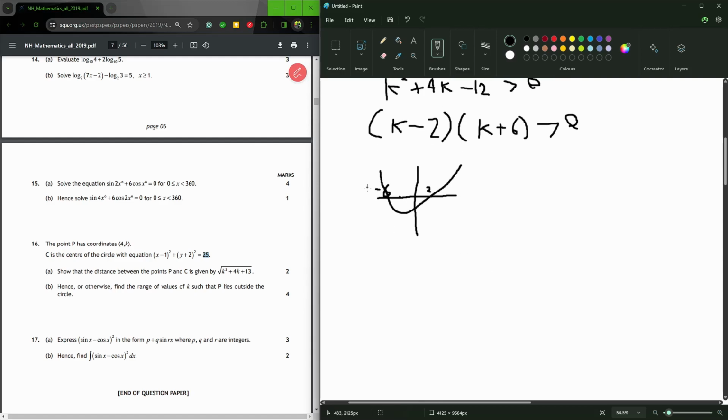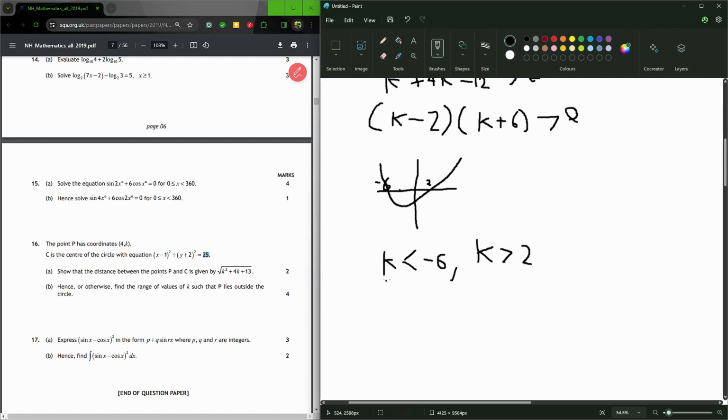So we need k, if it's going this way, to be less than minus 6. That'll cover this whole other side of the graph here. But we also want this bit here. So that means k could also be greater than 2. There you go, and that's your answer.